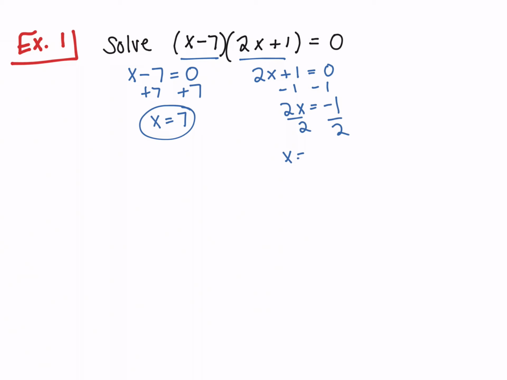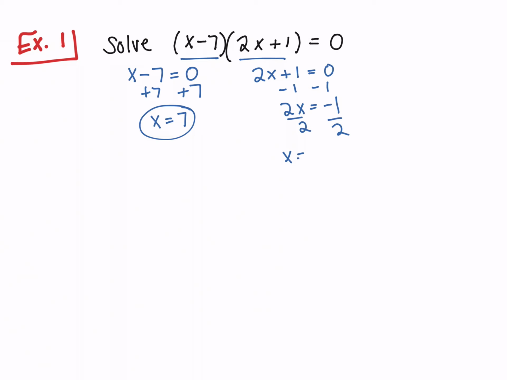Now, if you don't believe me, we can check them. So we can take x equals 7, plug it in. So we'd have 7 minus 7, times 2 times 7 plus 1. Does that equal 0? Right here, we have 0 times anything. It doesn't even matter what this is, it equals 0. So yes, that one works.